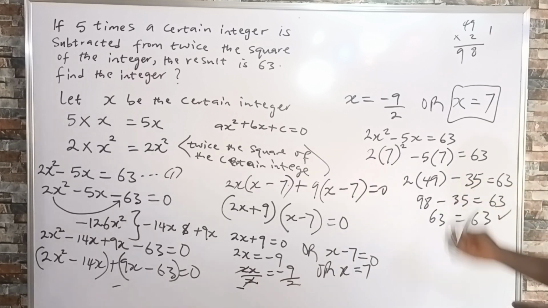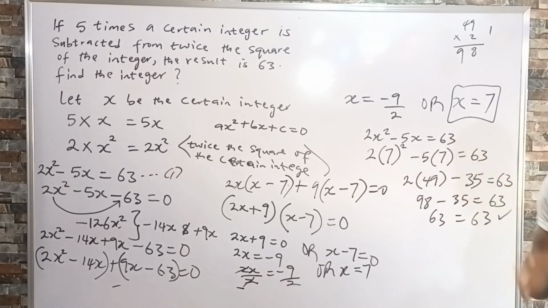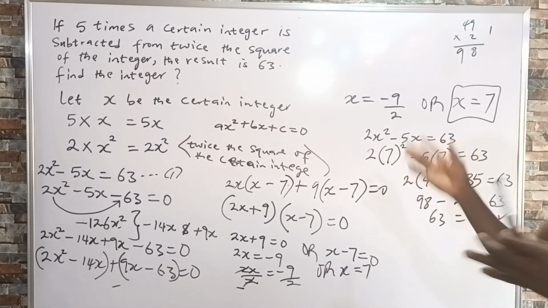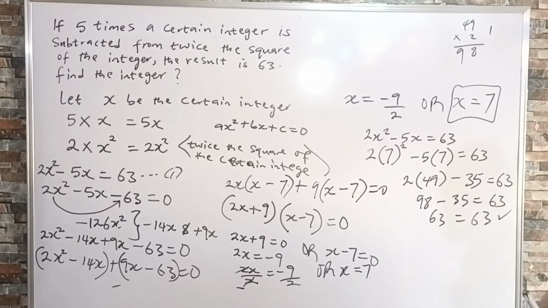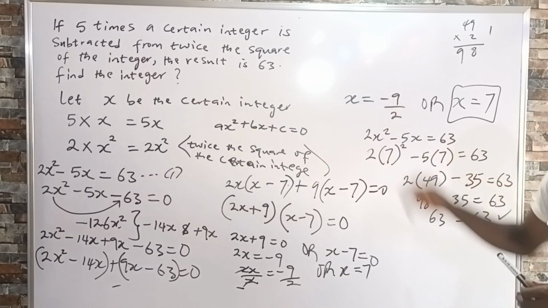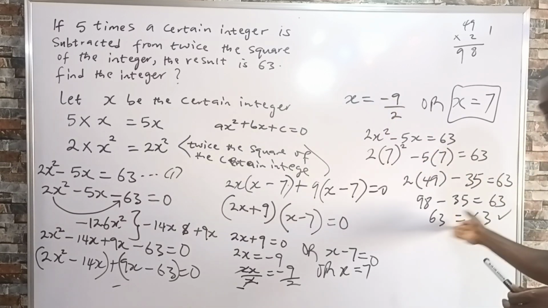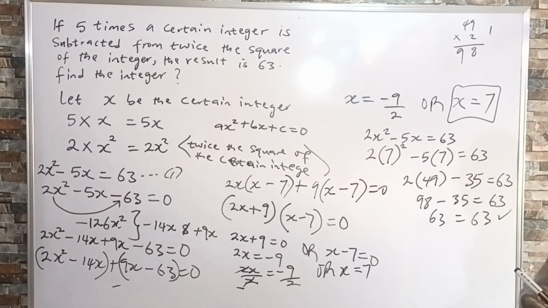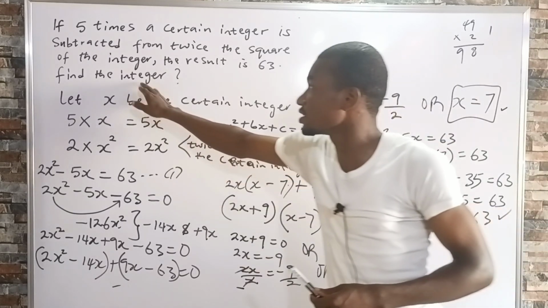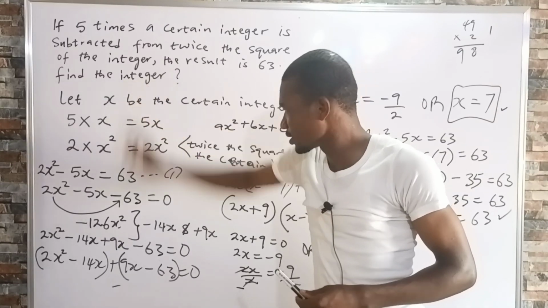So you are correct. If whatever you have on the right hand side is equal to what you have on the left hand side, that means your answer is correct. And if we substitute this negative 9 over 2, it's not going to make the right hand side equal to the left hand side. That is why we are picking only x equal to 7 to be the right integer that satisfies this very equation.